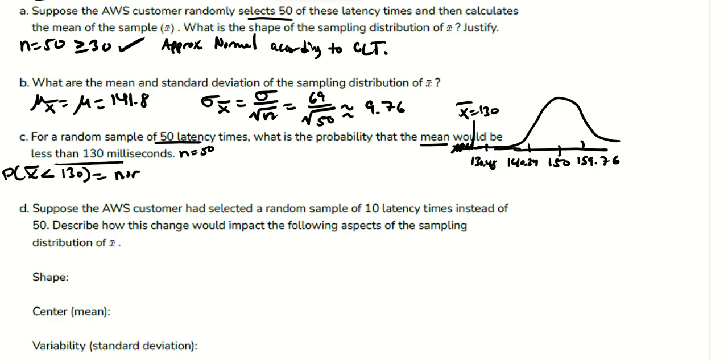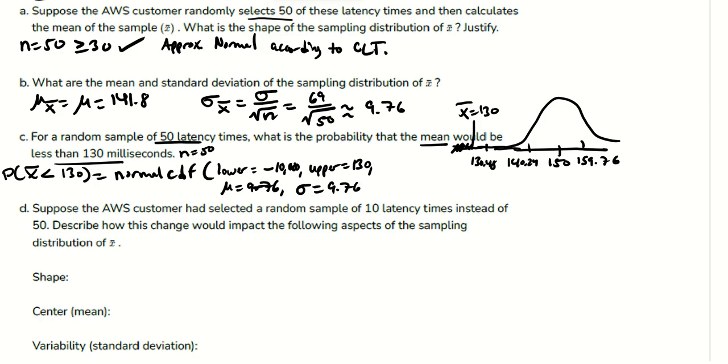So we're going to use normal CDF. Our lower is negative infinity, like negative 1,000. Actually, let's do even more than that because this is in the hundreds. So let's go negative 10,000 just to be safe. Our upper is 130. Our mu is 9.76. Let me just do it over here. And our standard deviation is 9.76.